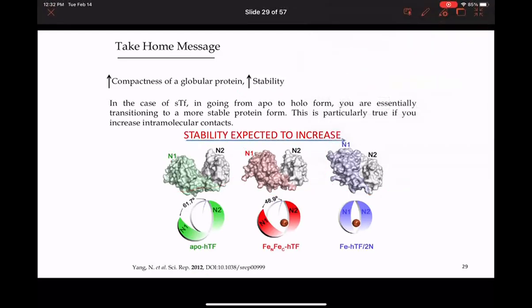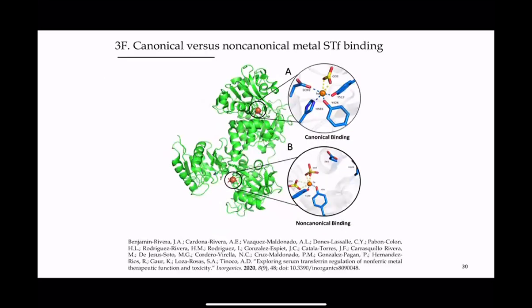Okay, so this stability can be gauged in a few different ways. The example that we've talked about so far has been in terms of the thermal stability. All right, so here I want to emphasize this terminology that you can come across when it comes to this protein. What's the typical binding? What I mean by that is iron bound to the four ligands, the tyrosine, the aspartate, the histidine, and also the carbonate. That's referred to as the canonical binding.